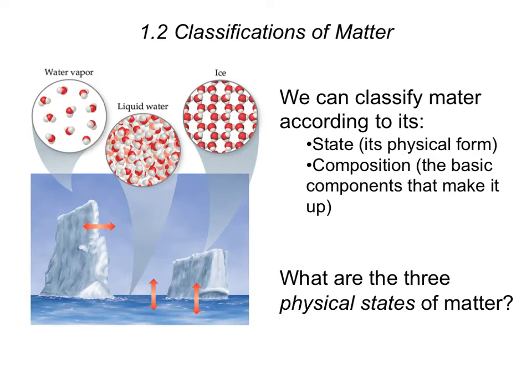So what are the 3 physical states of matter? What types of physical forms can matter occupy? So solid is 1. And what else? So solid, liquid, and then gas, right? And those are the ones that we're interested in with respect to chemistry. Okay, so how do these guys differ with respect to one another?